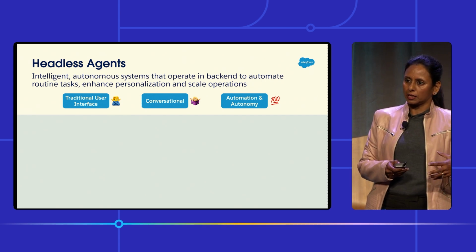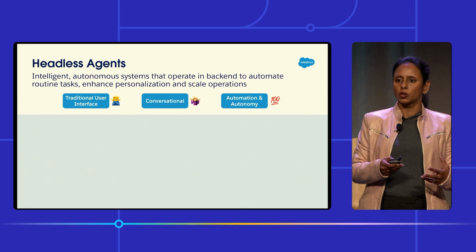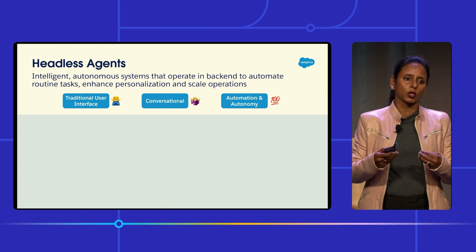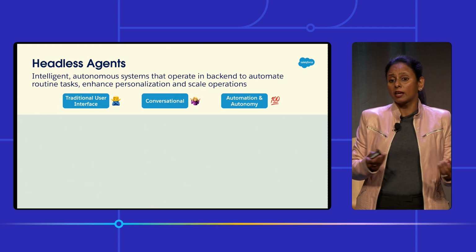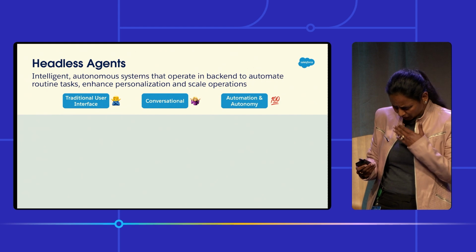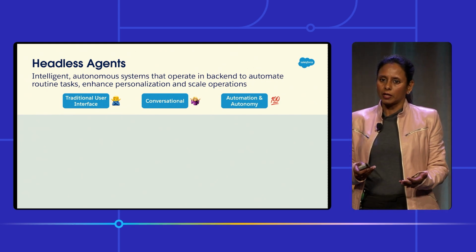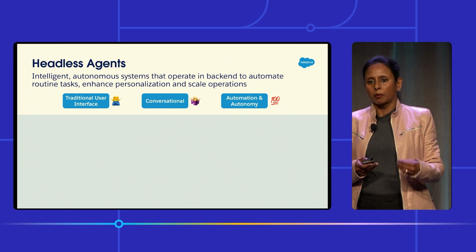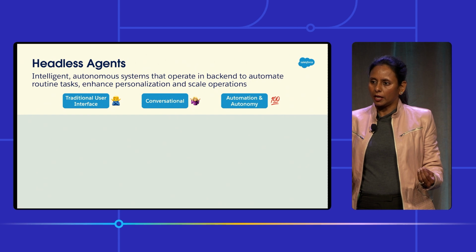All right. So headless agents are the same intelligent and autonomous agents that we just talked about, but the key difference is that headless agents are not tied to a traditional conversational interface that we associate with chatbots or co-pilots, or even agents for that matter. So they are a category of their own. And because they are not tied to a conversational interface, you can deploy them in a wide variety of workflows, applications, and processes to bring about automation of routine tasks, enhanced personalization, and scale operations.